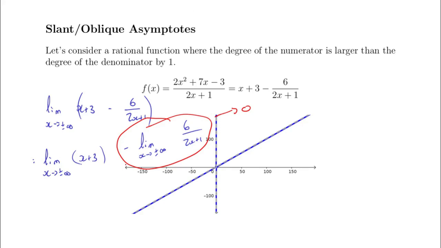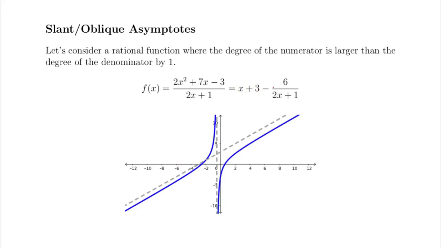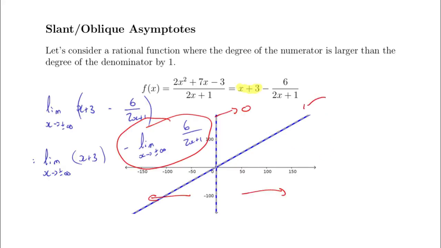So what we're saying is that when x goes really far out in the positive direction or in the negative direction, this function really turns into this linear function, essentially plus 0. So that's why we can see our function start following this straight line here. That straight line is x plus 3. That's our asymptote here. So we can find these slant asymptotes really nicely when we have these rational functions where our numerator's degree is bigger by 1.